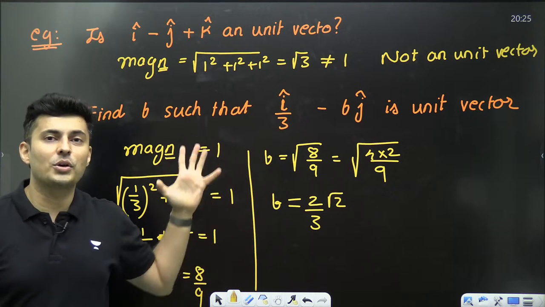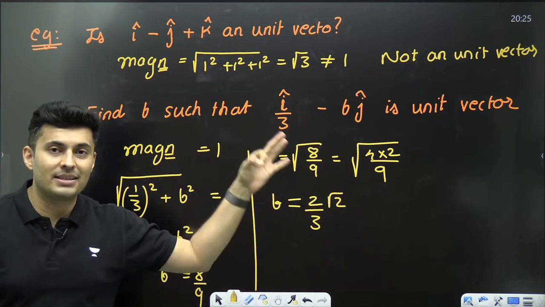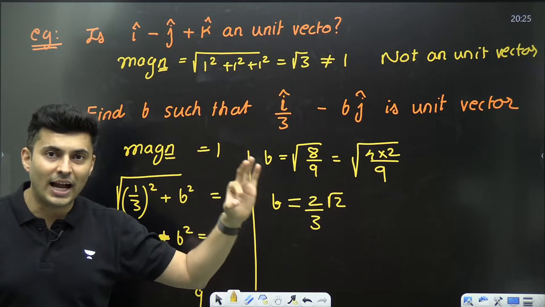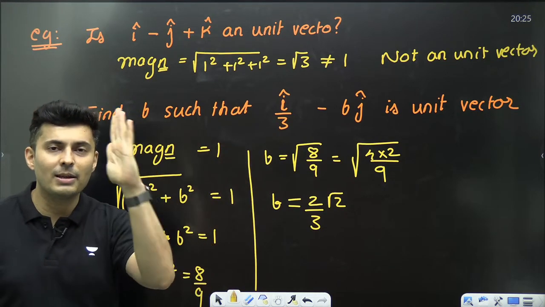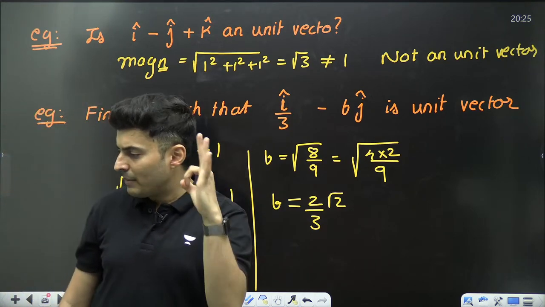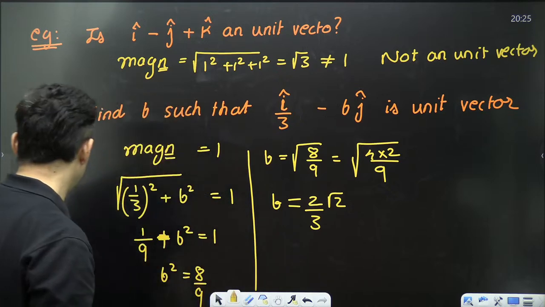Understood how to solve the questions on magnitude, how to represent vectors, how to show vectors in terms of ijk components. Everybody is clear over here. Everybody has understood this. Awesome.